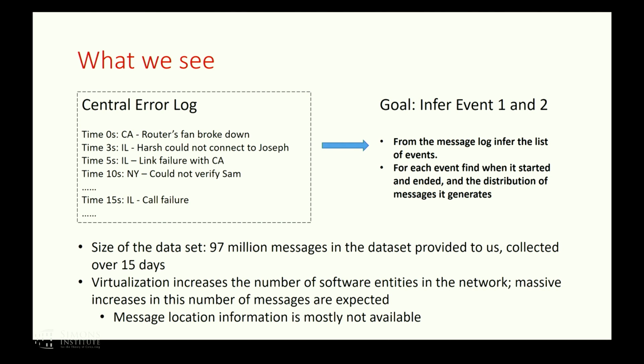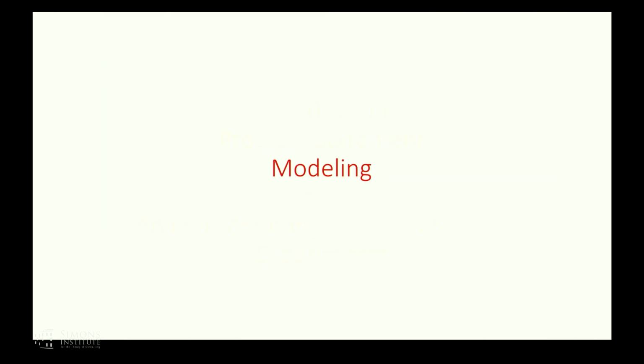And a failure in St. Louis could cause messages from all over the United States, for example. Okay? And the goal is to take this 97 million message data set and break it up into events. Events meaning there is one event that started at 1 second, ended at like 1,000th second or whatever. And then you also have to figure out what is the distribution of messages it generates. So we'll make it a little bit more abstract, then it'll be actually clearer what the problem is.